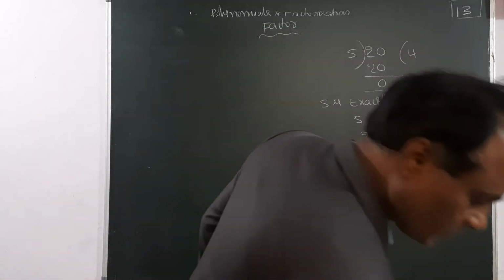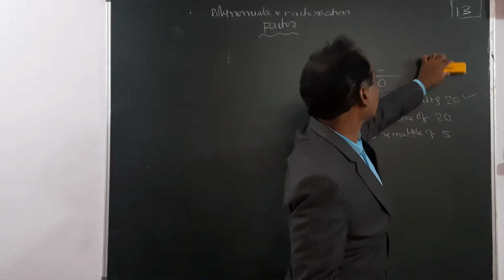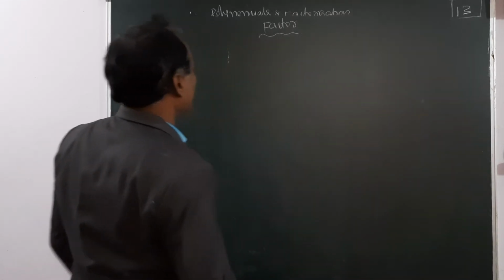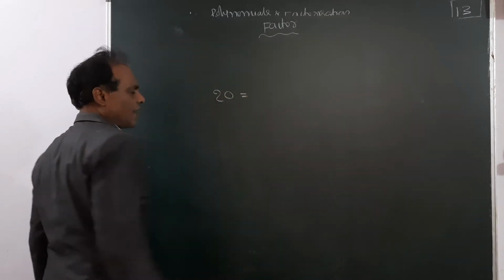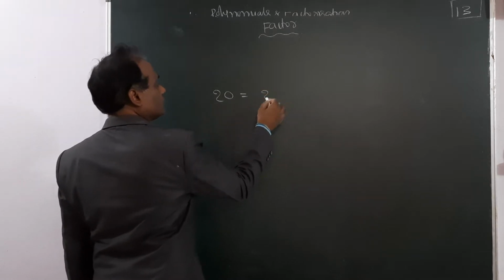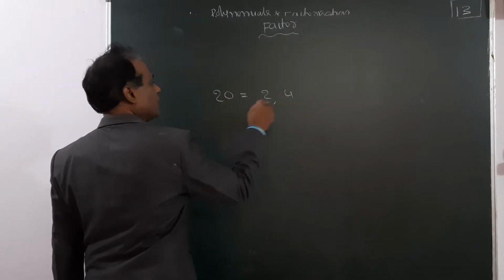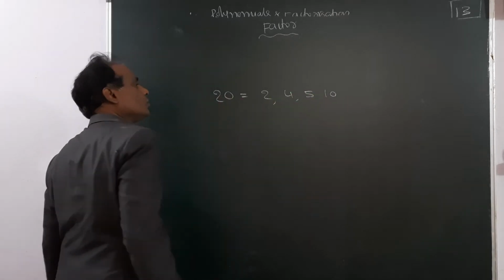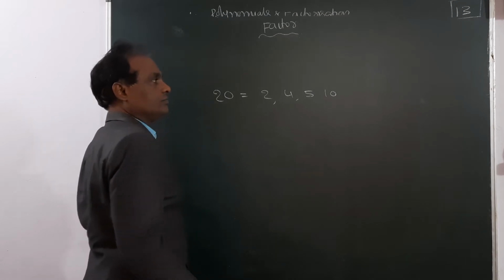Now, in polynomials also we have to find the factors, the factors of a given polynomial. Suppose 20 is given, we can find its factors. 2 will divide 20, 2 tens are 20. 3 will not divide exactly. 4 will divide, 4 5s are 20. 5 will divide, 5 4s are 20. 10 will divide, 10 2s are 20. These are the factors.